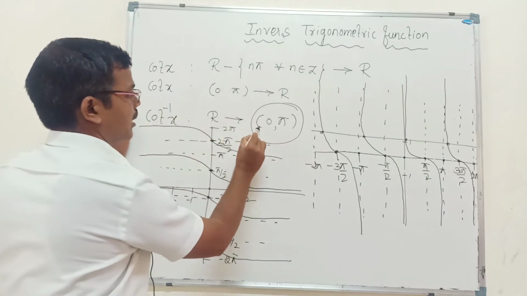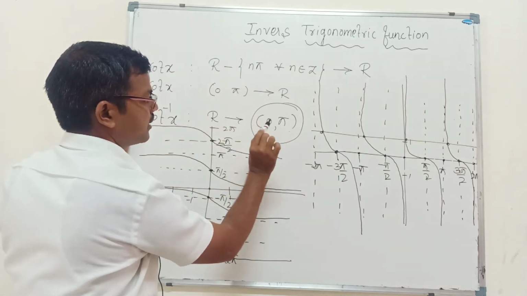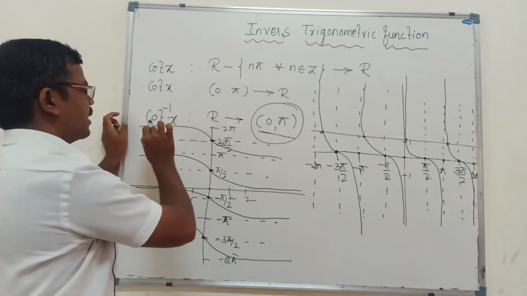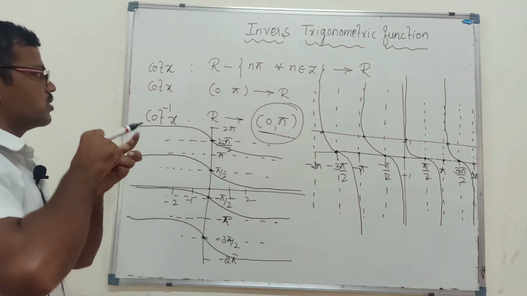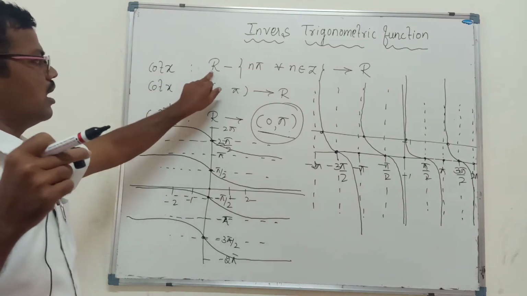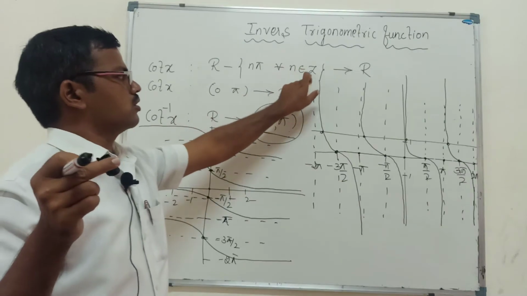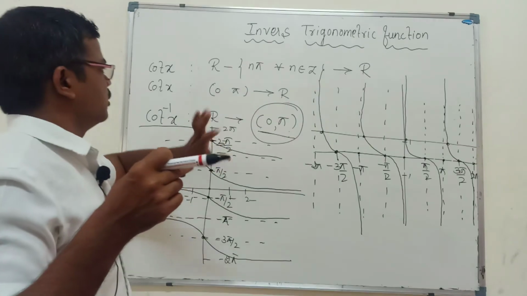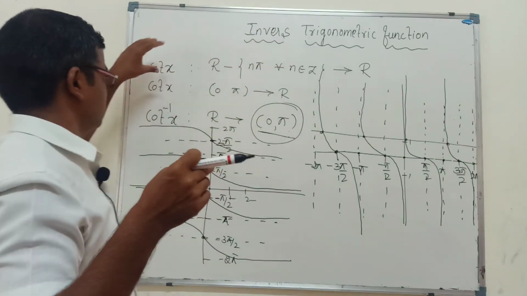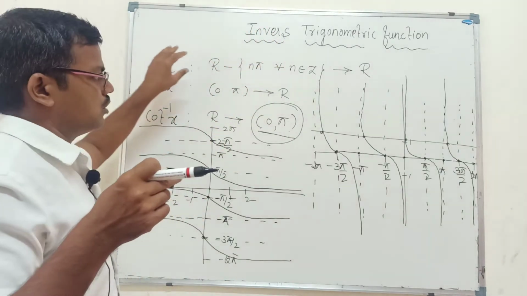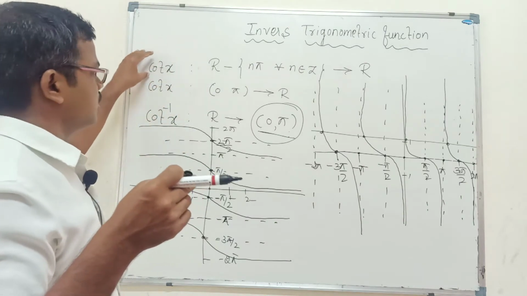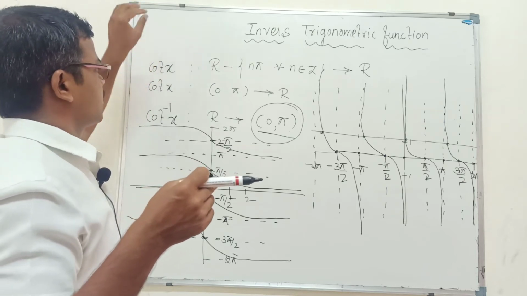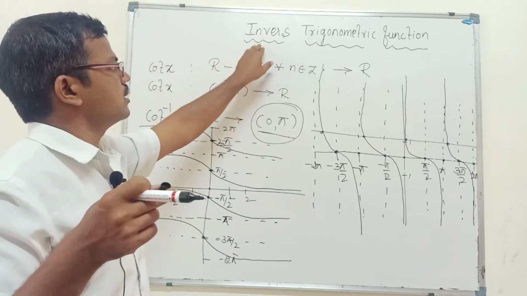So 0 to pi, open interval, not a closed interval, is the principal branch range of cot. First, cot x is from R minus n pi, for all n belongs to Z, to R. It is the domain and it is the range of the function. So at this domain and range, cot x is not 1-1 and onto. If it is not 1-1, then it is not invertible. If it is not invertible, then it does not have its inverse. But actually we have to study the inverse.